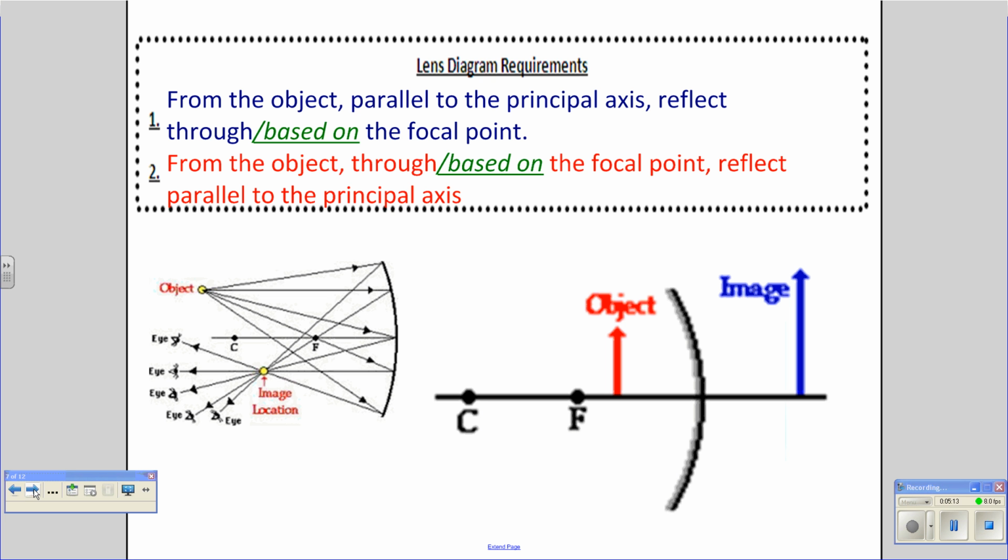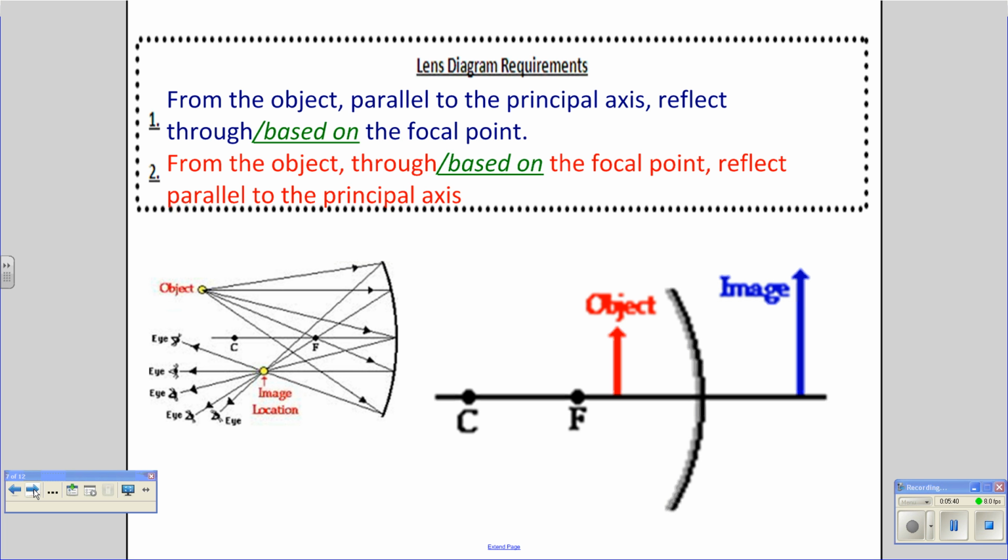Lens diagrams are probably some of the more complicated things we'll do. It's not math-based, but it is visual-based. So some of you might love it. Some of you might hate it. If you really hate lens diagrams, unless asked specifically to do them, though you will be asked specifically to do them, you can usually plug in numbers and get the right information. But let's talk about it.